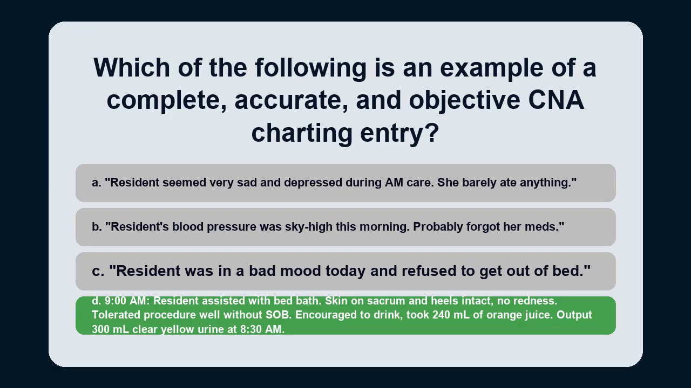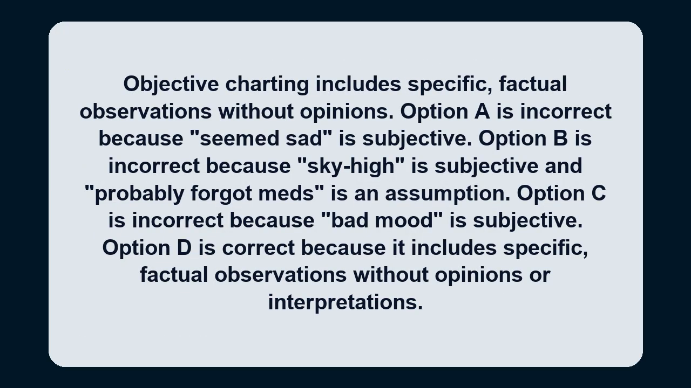The answer is D. Objective charting includes specific, factual observations without opinions. Option A is incorrect because seemed sad is subjective. Option B is incorrect because sky high is subjective and probably forgot meds is an assumption. Option C is incorrect because bad mood is subjective. Option D is correct because it includes specific, factual observations without opinions or interpretations.